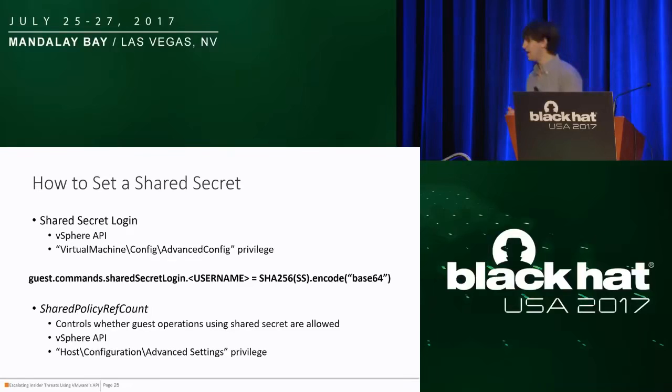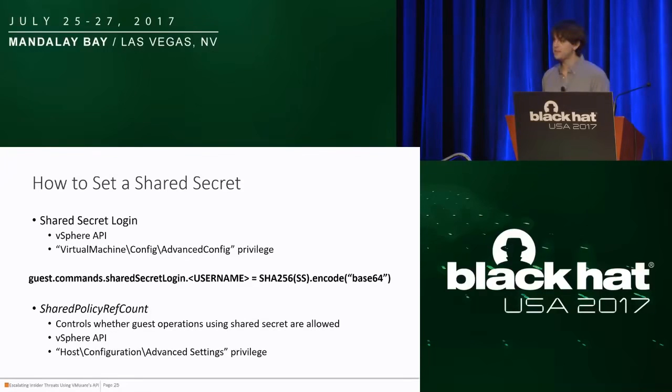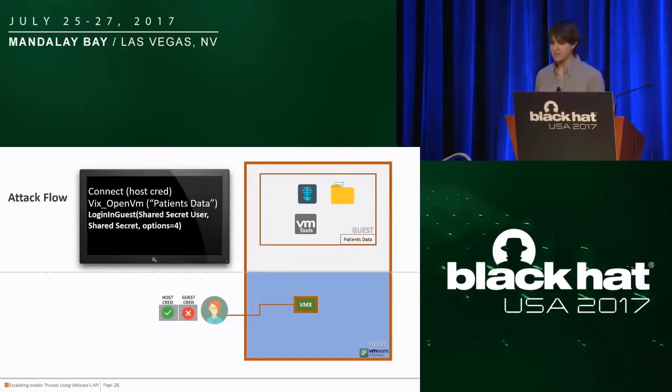One last thing we will need to set up before allowing a shared secret login is to turn on the shared policy ref count flag. This flag will be checked by the VMX before handling the shared secret credentials. So let's get back to Alice, who just earned her ticket from the VMX. And this ticket will actually allow her to execute code on the guest machine using different API functions, such as run program in guest function.